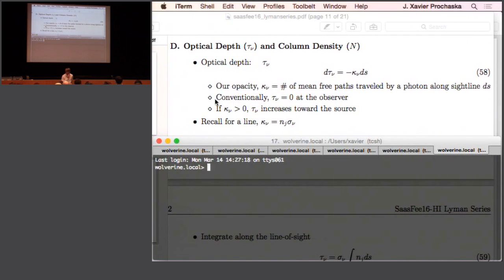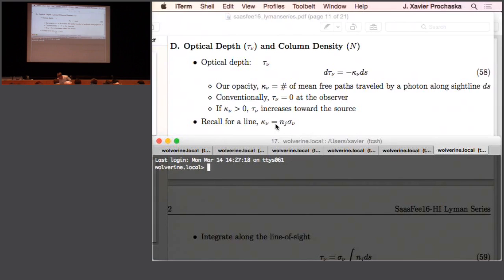Optical depth and column density. We define optical depth here in equation 58. It's the integration along some sightline, some path, of the opacity that we've defined. It's dimensionless. Opacity, I'll remind you, is absorption per path length. ds is path length. So optical depth is dimensionless. And it's defined such that it's the optical depth from the observer, me, to the light source, the sun, by convention.